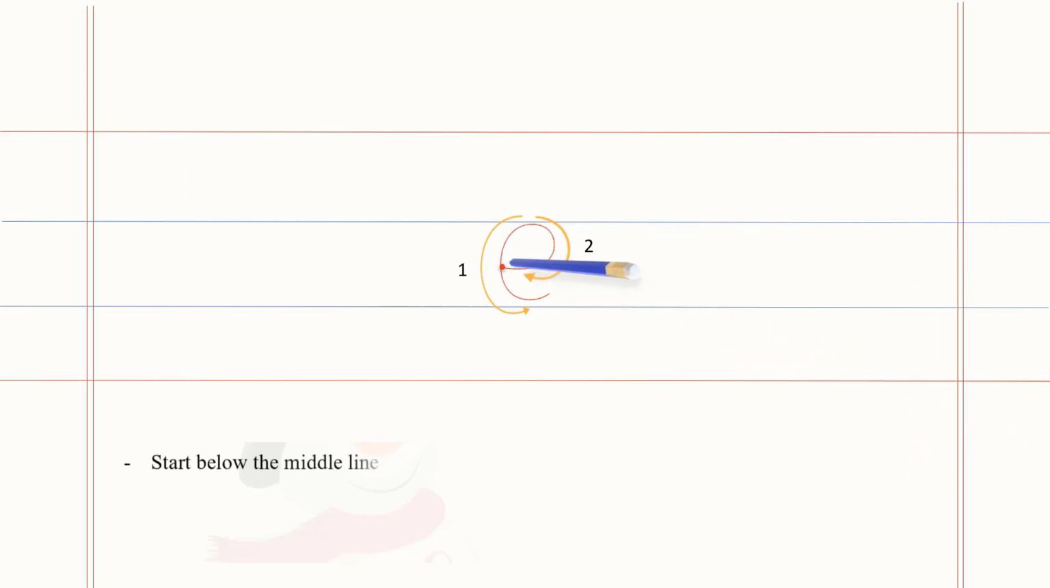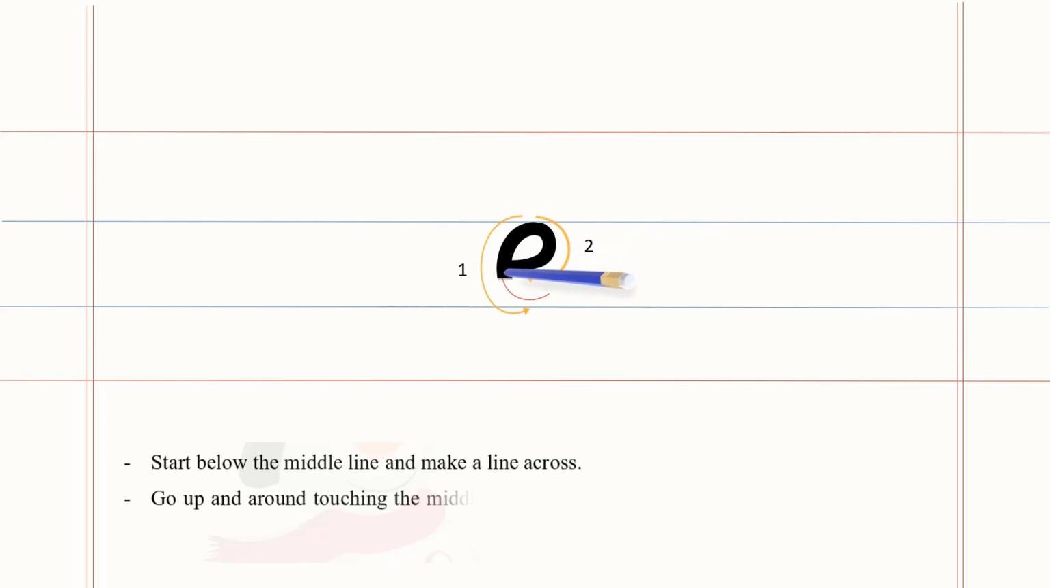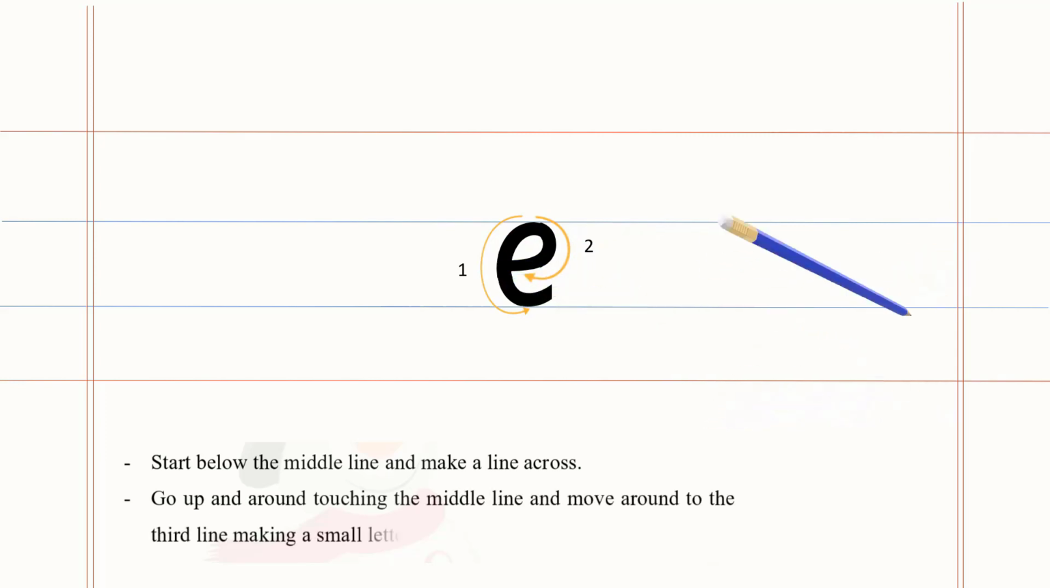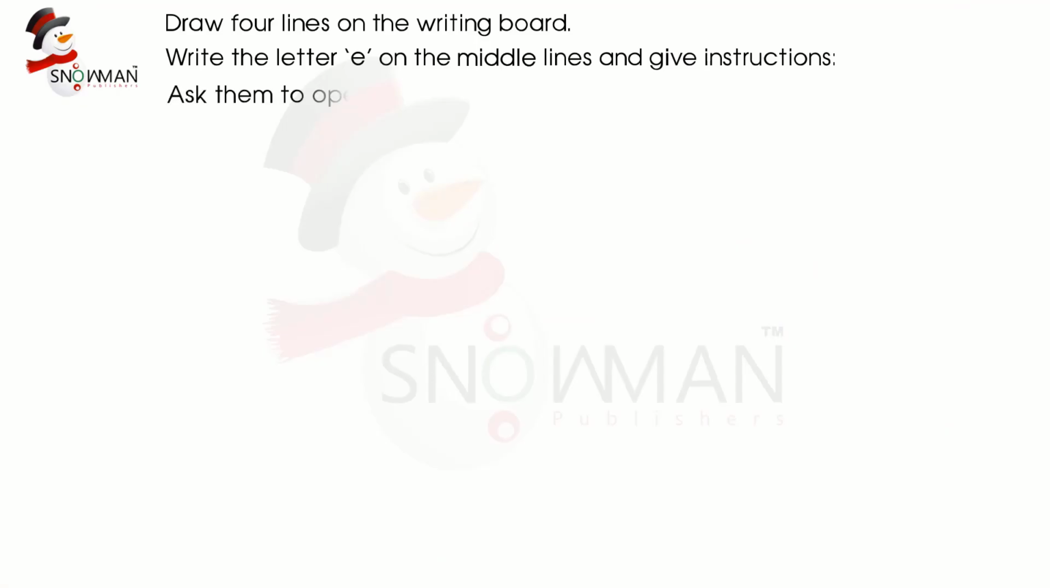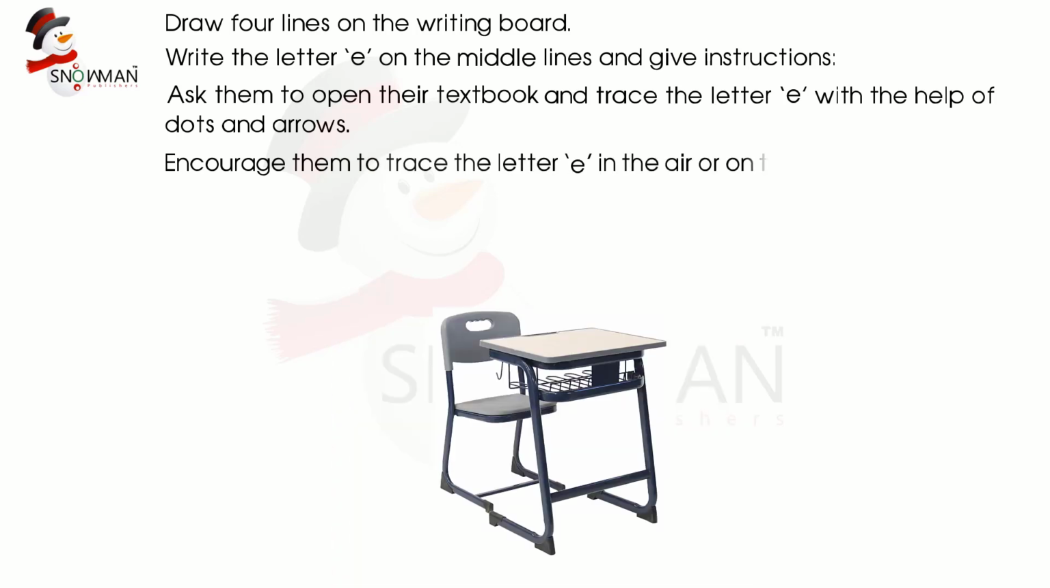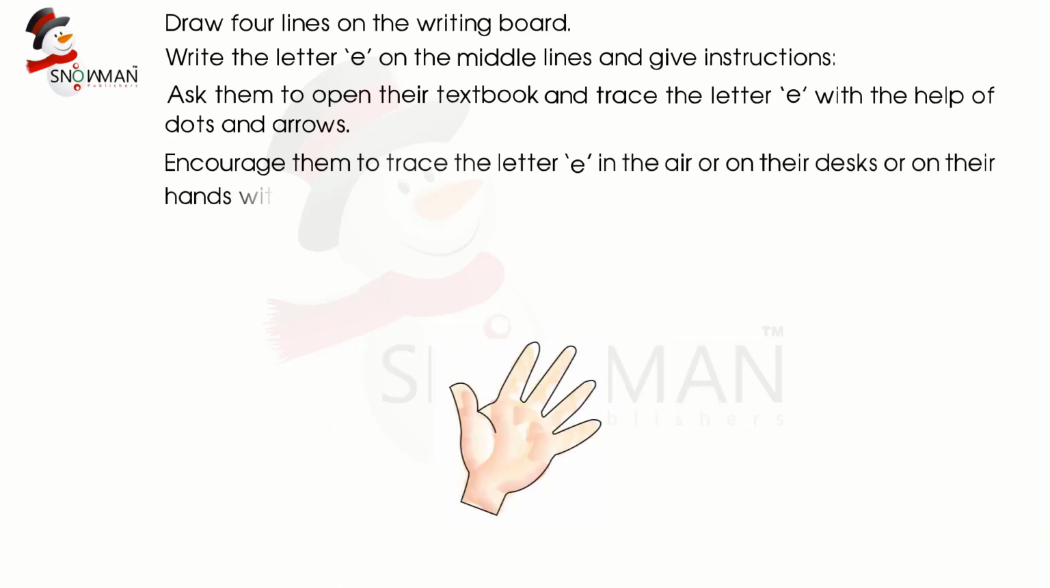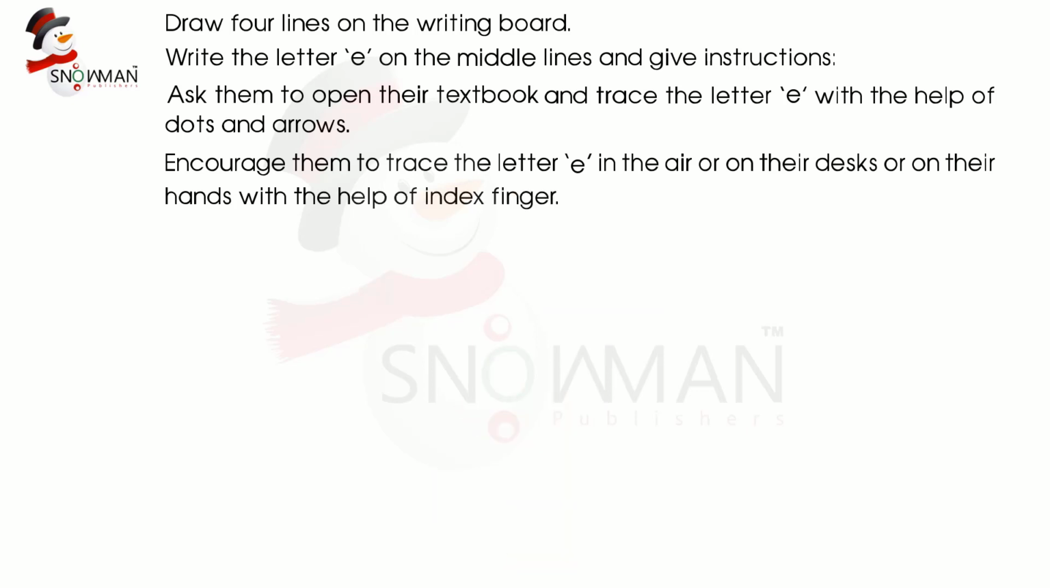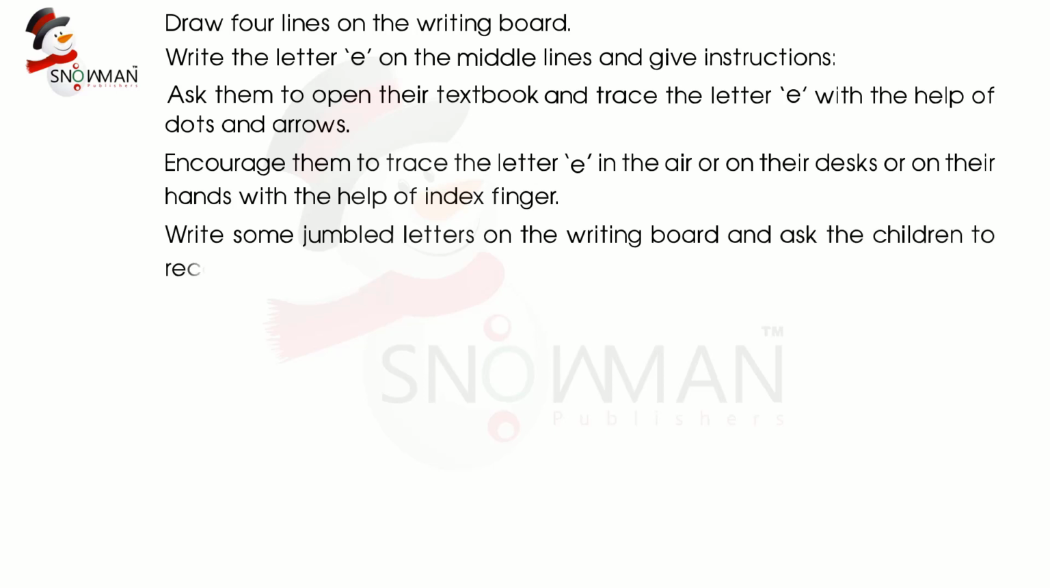Start below the middle line and make a line across. Go up and around, touching the middle line, and move around to the 3rd line, making a small letter E. Ask them to open their textbook and trace the letter E with the help of dots and arrows. Encourage them to trace the letter E in the air, or on their desks, or on their hands with the help of index finger. Write some jumbled letters on the writing board and ask the children to recognize E.